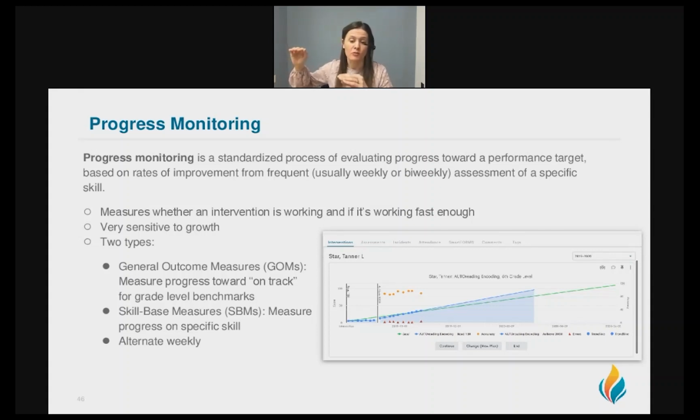The student might be so far below that we don't see progress on that general outcome measure. Therefore, it's important that we also administer a skill-based measure because that is going to actually measure the progress on a specific skill. So again, if we've got a fourth grader who we see is really having a hard time with reading fluently, we would want to progress monitor on a specific skill as well so that we can see whether the intervention is working. Typically, the best practice is that we're alternating those two types of assessments every other week. So one week it's a general outcome measure, the other week it's a skill-based measure.